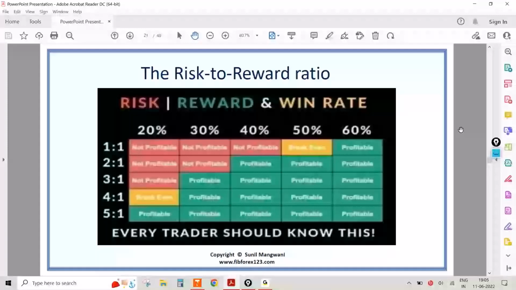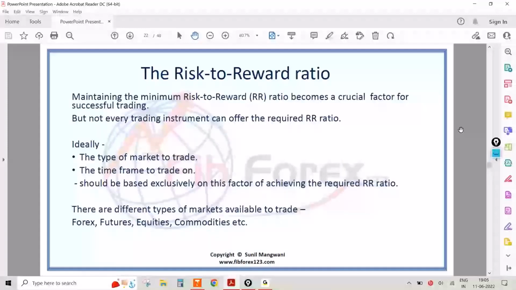These are the mathematics, figures don't lie. Let's go ahead. So maintaining your risk to reward ratio is crucial. But now let's get a little more into the detail of it, right? Not every instrument may give you the required risk to reward ratio that you're looking for.